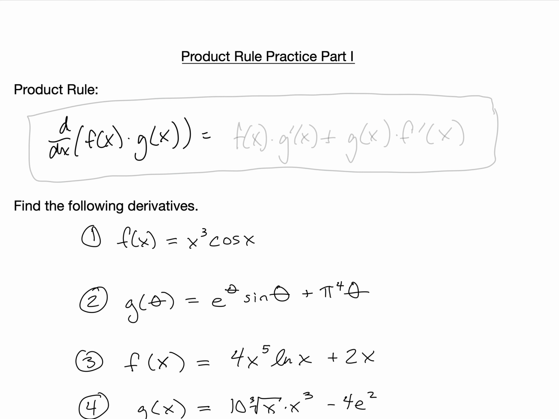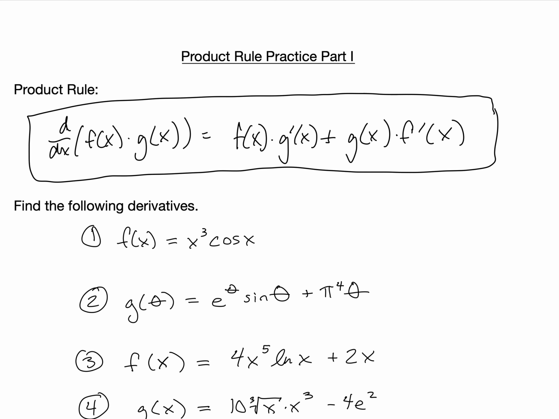Recall that the product rule for derivatives states that if f and g are differentiable functions, then the derivative of the product, f of x times g of x, is equal to the first function times the derivative of the second function plus the second function times the derivative of the first function. So that is the product rule, and in this video we are going to use this to find some derivatives.